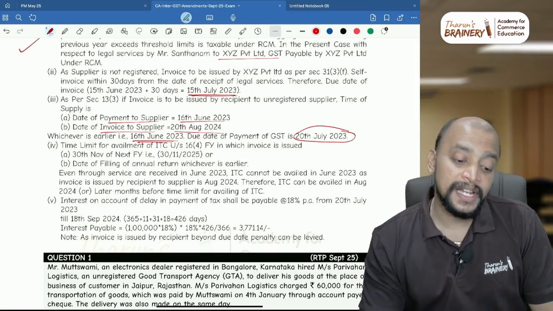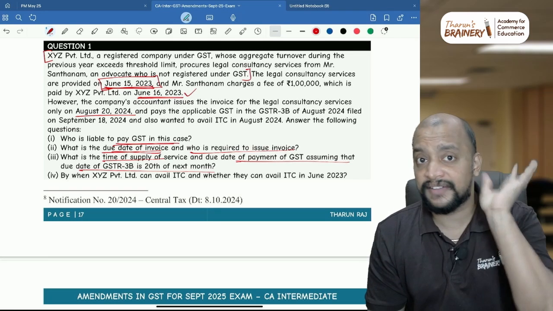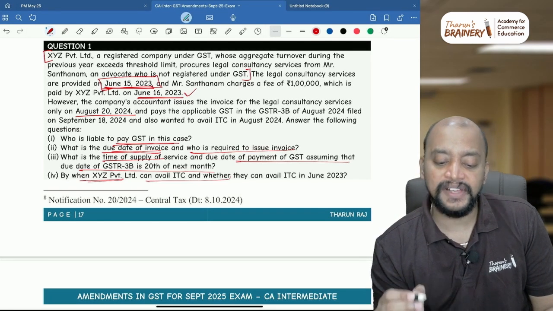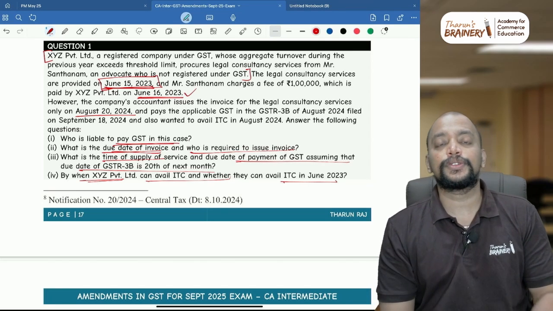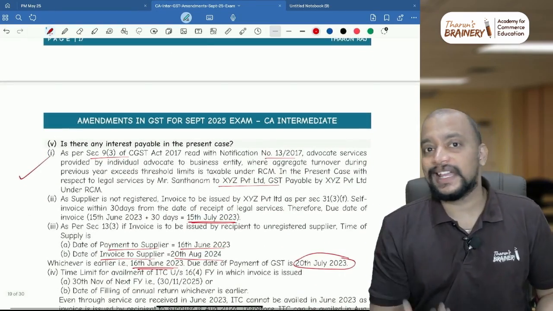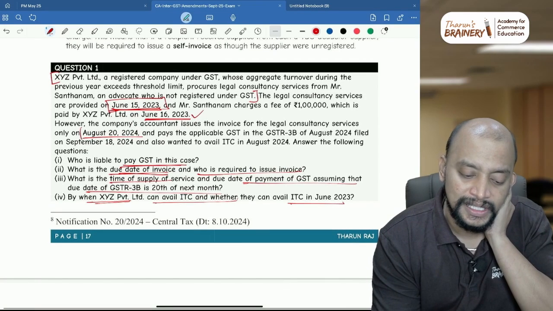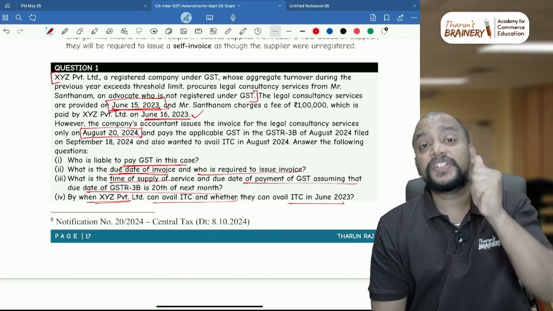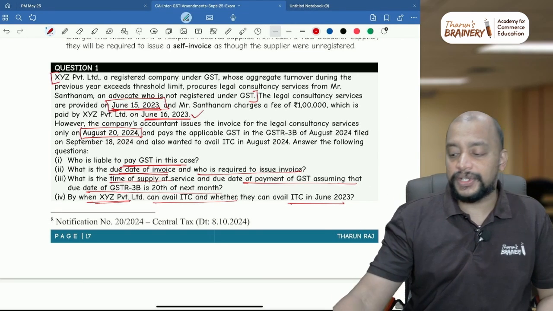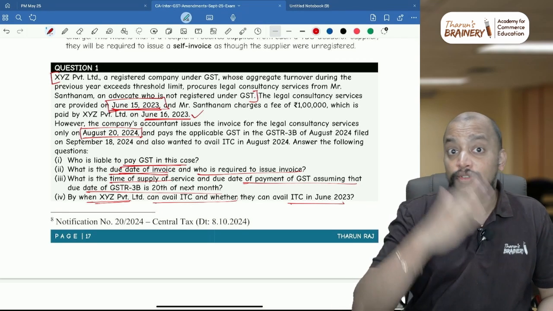Whenever they gave invoice. When they gave invoice, August 2024, means for August 2024 they can avail ITC. See the next question. By when can XYZ Private Limited avail ITC and whether they can avail ITC in June 2023? So August 2024 only they can take ITC. What is the maximum time limit? August 2024 is the date on which they gave invoice. Which financial year? 24-25 financial year. For 24-25 financial year, what is the time limit?